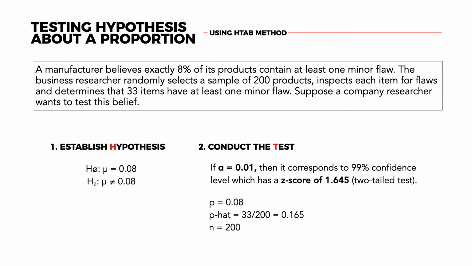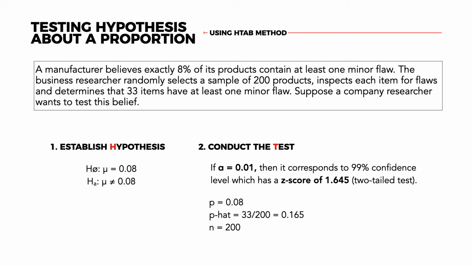We have also identified that the value of our p is 0.08, and our p hat is 33 over 200 or equal to 0.165. And so the p hat here is a proportion. That is why we get a proportion of the actual products, which is 33 out of 200. And our n is 200.